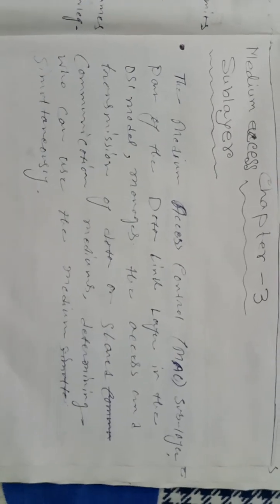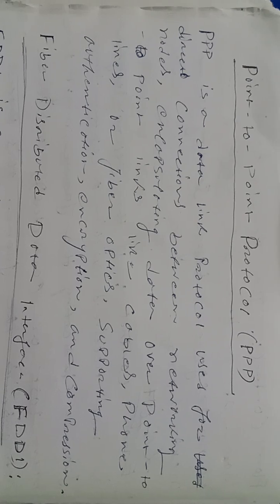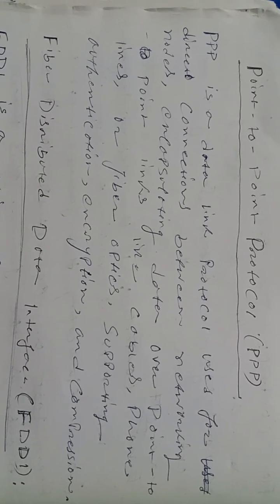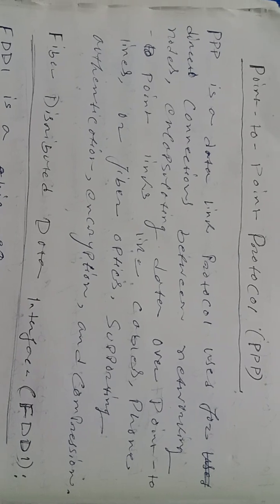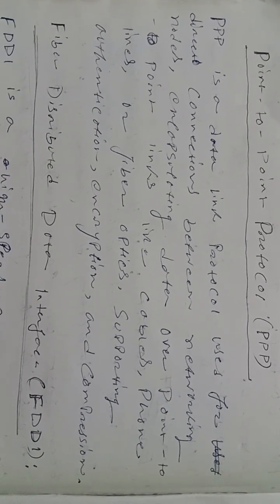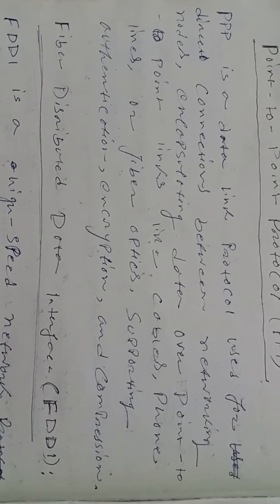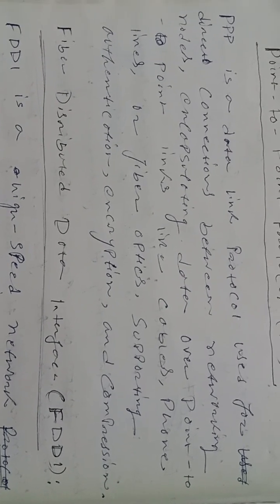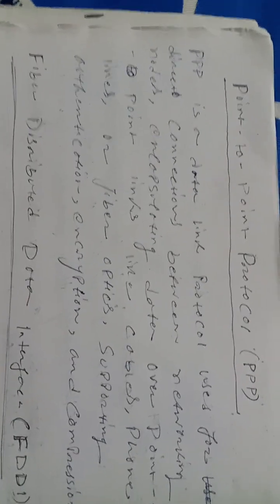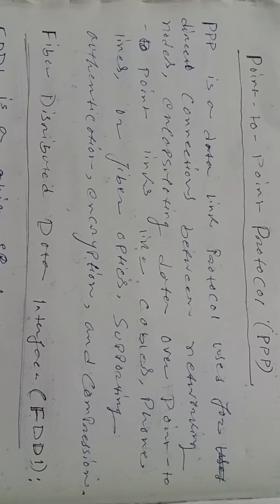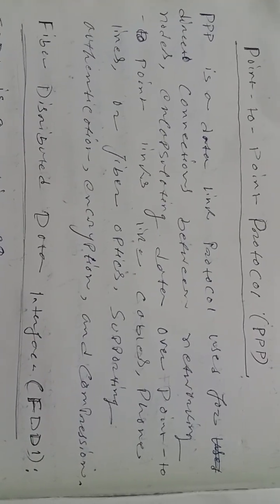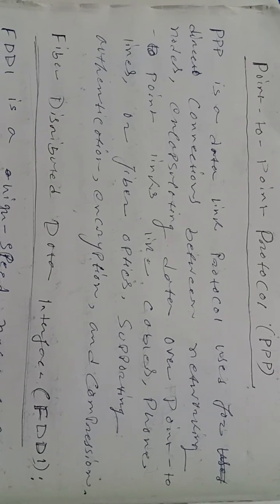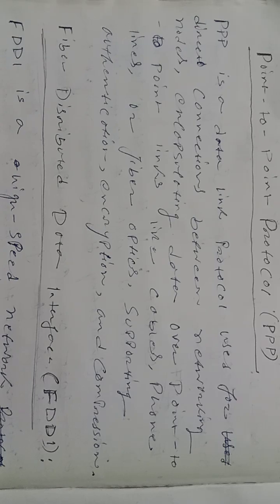And that is a brief definition. Then we will come to the Point-to-Point Protocol, or PPP. The PPP is a data link protocol used for direct connection between networking nodes, encapsulating data over point-to-point links like cables, phone lines, or fiber optics, supporting authentication, encryption, and compression. So this is what the Point-to-Point Protocol is.